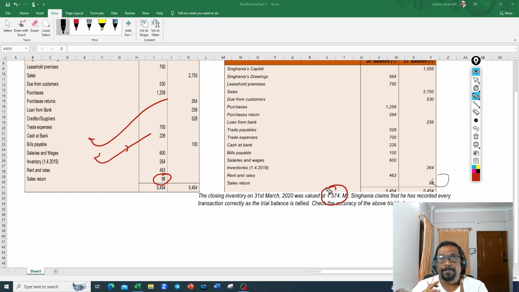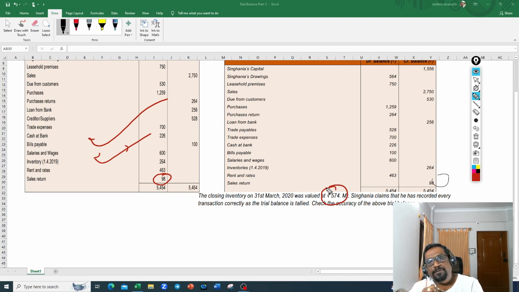Once again, I'm repeating. My closing inventory is already part of my opening inventory and purchases, which was already part of my trial balance. Hence, I'm not supposed to show closing inventory in the trial balance. Are you getting my point? Let me repeat once again. This is a very, very important point, guys. In my trial balance, I have shown opening inventory. I have shown purchases. Right? These two are shown. Why closing inventory is not shown?